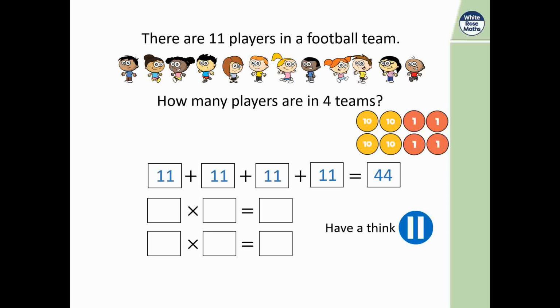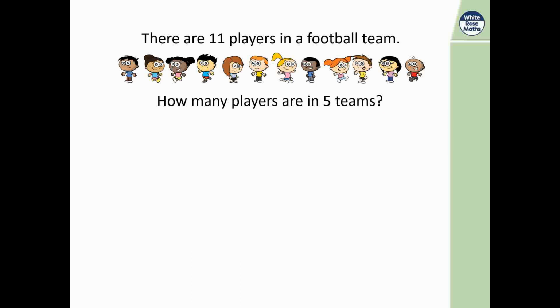What could the next one be? 11 times 4, yeah. So 4 times 11 equals 44. 11 times 4 equals 44. It's just to show you that it works both ways. There are 11 players in a football team. How many players are there in 5 teams?